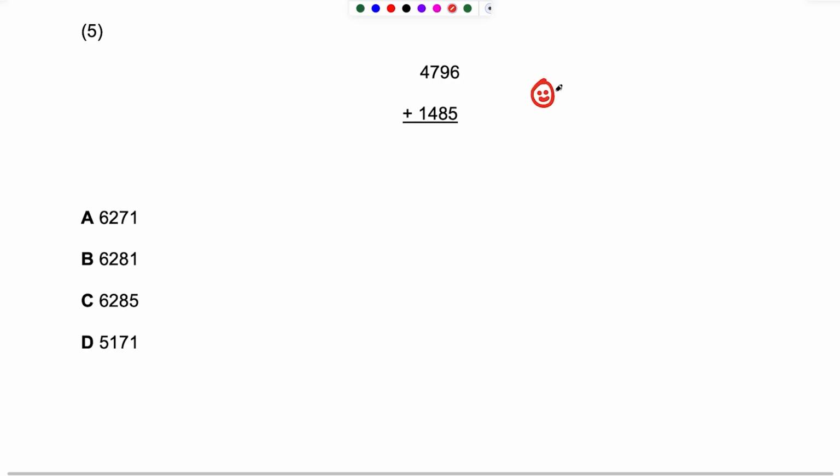And when I do this math in my head, what I'm thinking is when I do 6 plus 5 is 11, I'm going to write the 1 in the ones place from this number over here. But then the 1 from the tens place is going to get carried over to the next column here.